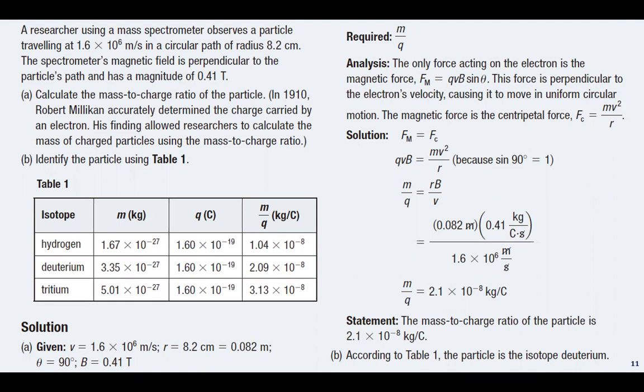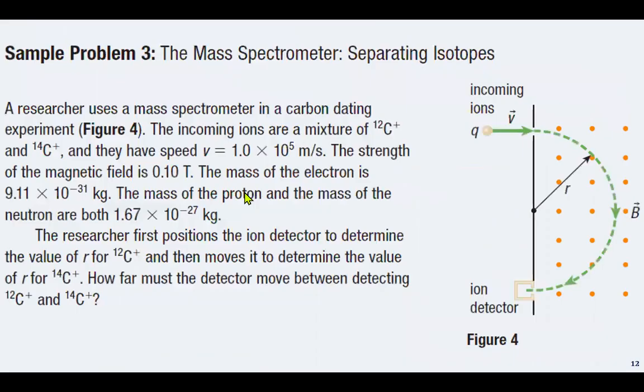Any questions? No? Okay, then let's consider another question before we move to the next topic. So here a researcher uses a mass spectrometer in a carbon dating experiment, which is shown in figure 4. The incoming ions are a mixture of carbon-12 plus and carbon-14 plus.